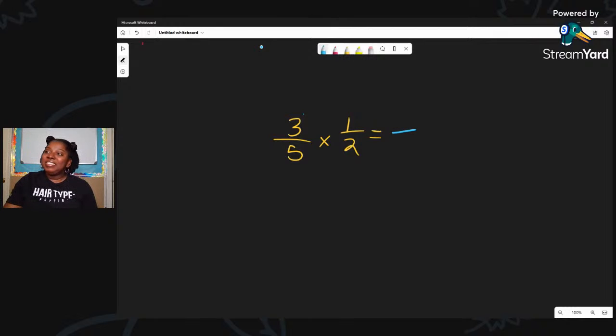All right. So 3 times 1 is 3. You just go straight across. However you would think to do it, that's exactly how you do it. You just go straight across. That's it.